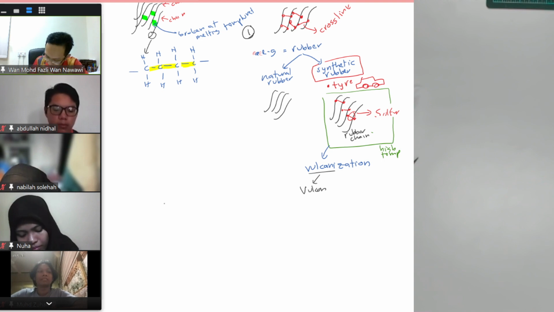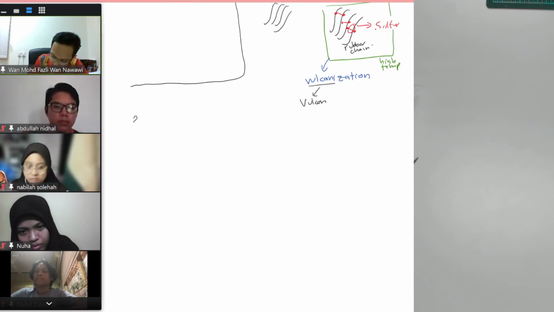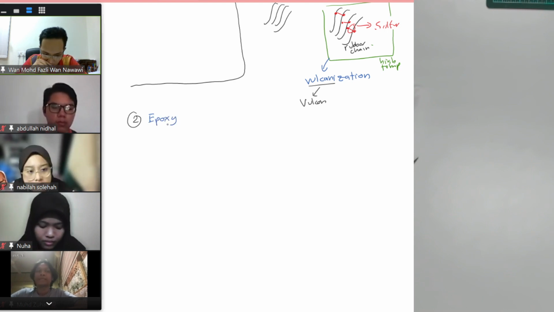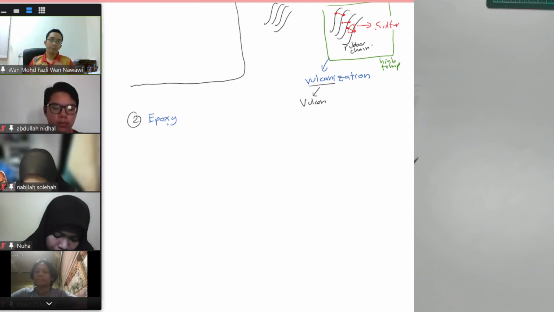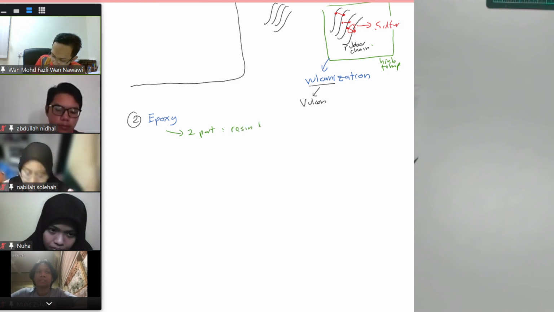Okay, second example of thermoset. I put it here. I do like this. Okay, so I go down a little bit. The second example of thermoset is epoxy. Epoxy. Normally epoxy comes in 2 parts. They call it resin and hardener.